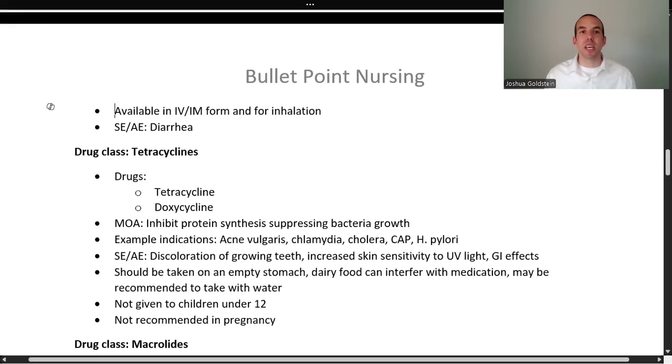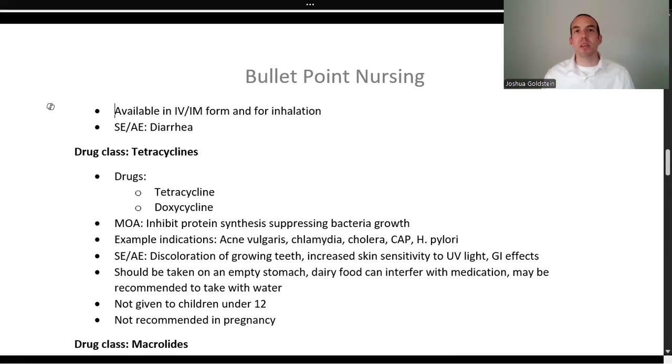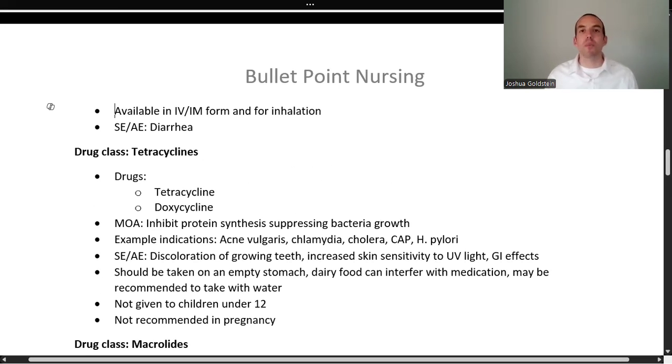Next, we move on to tetracycline. Tetracycline is the first of a few that work by inhibiting protein synthesis. So this can be a new mechanism of action for the next few classes of drugs. They block protein synthesis of the bacteria. Some of the things we use tetracycline for, and the drugs in this class include tetracycline, doxycycline, and others, are chlamydia, cholera, community-acquired pneumonia, H. pylori, and a whole bunch of others.